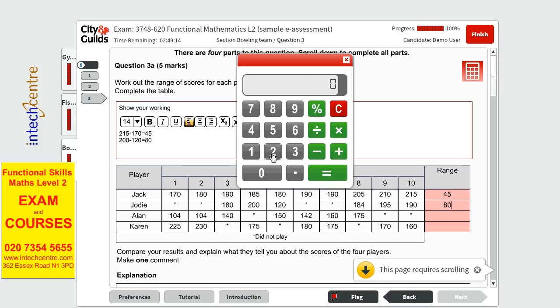Next one we are going to look at is Alan, who has 175 minus 104. 175 minus 104 gives us 71. And then we have Karen with 230 minus 160. 230 minus 160 will be 70.